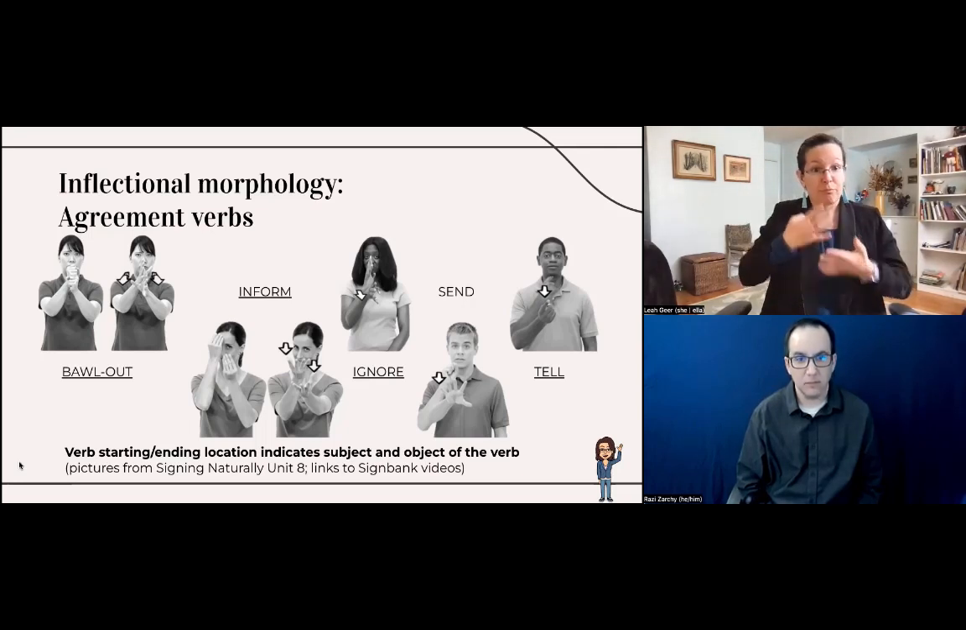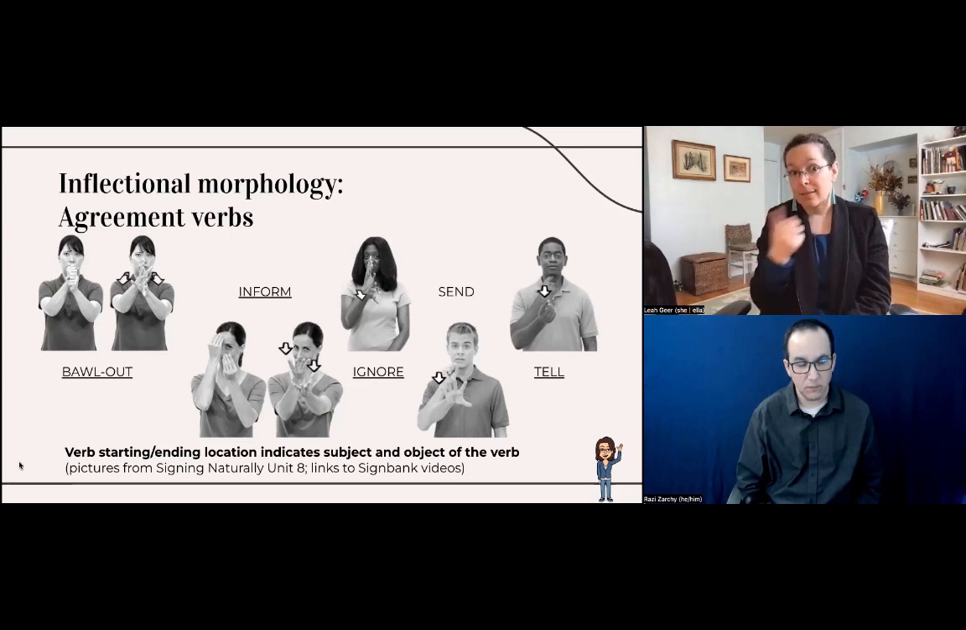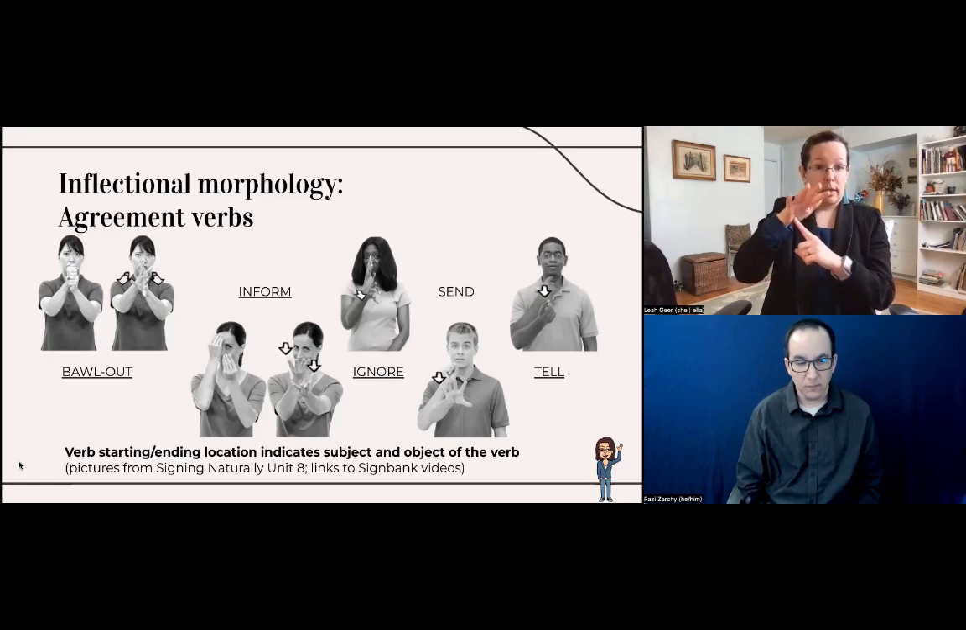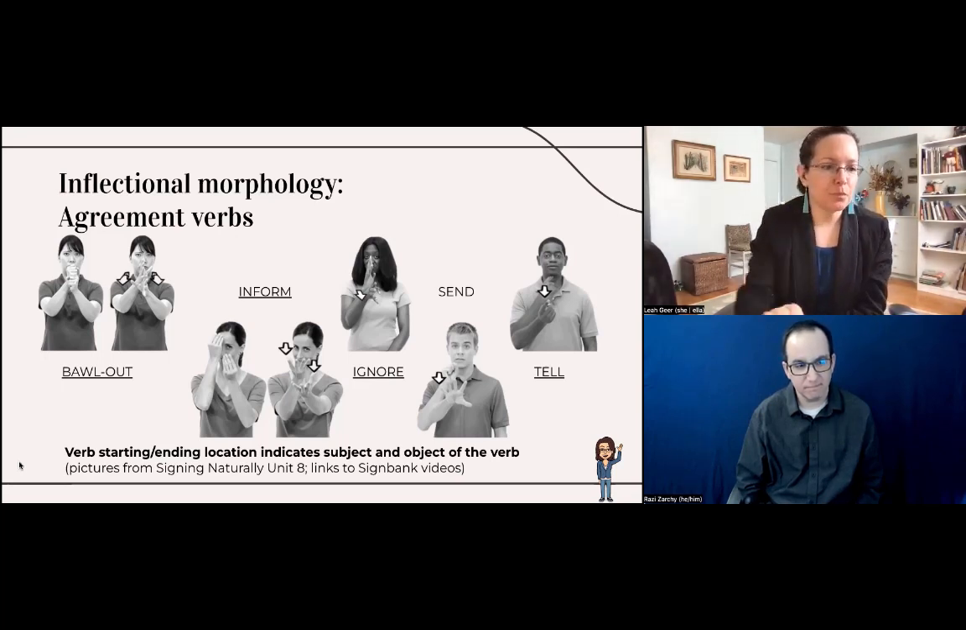Another example you see here is to inform. You can inform from yourself to someone else or others, or someone else to you. The same is true for send, ignore, and tell. It depends on who the subject is and who the object is in the clause or in the phrase that we would move this verb, the orientation and or the movement itself, in a very specific way to indicate who is doing and who is being affected by the verb.